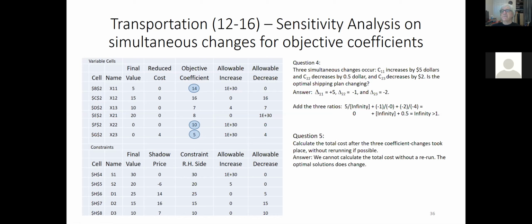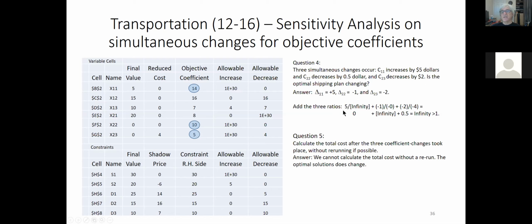So C from 1 to 1 is increasing by $5. This is the one, and it becomes $19. Quite more expensive. But C from 2 to 2, so it's here, that's from source number 2 to demand number 2. This one is decreasing by 50 cents, and the other one, it's from 2 to 3, it's here, it's also decreasing now by $2. Question, what happens to the optimal transportation plan? So delta 1 is positive, 2 is negative, 2 is negative.